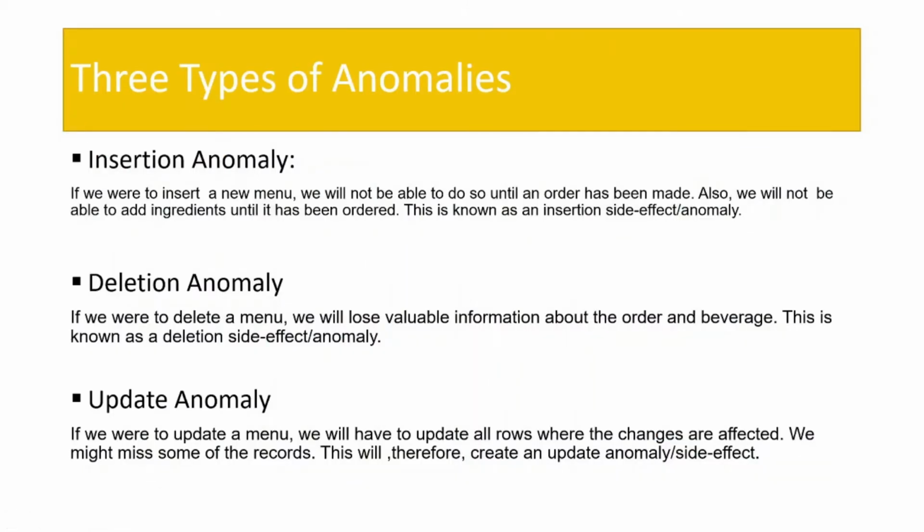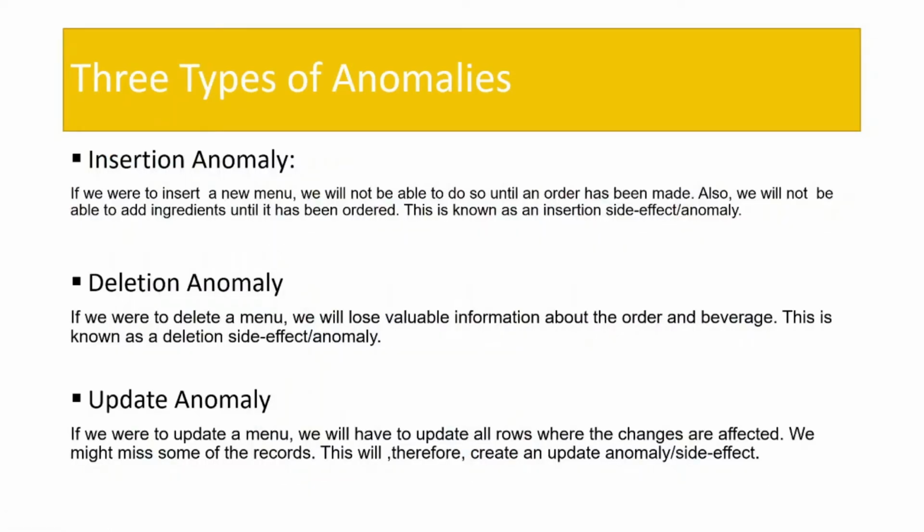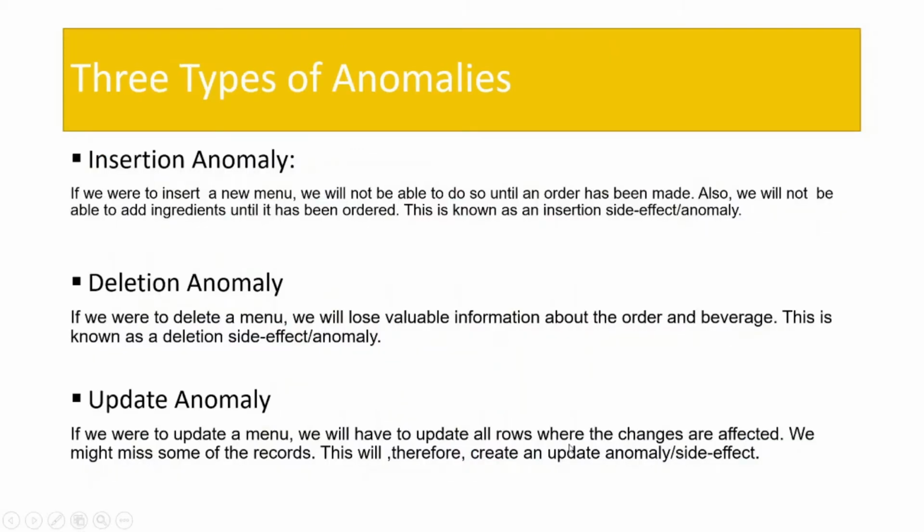Deletion anomaly. If we were to delete a menu, we will lose valuable information about the order and beverage. If I go and delete this chicken noodles, I'm going to lose all the valuable information about that order. So this is a deletion side effect. Update: since I have many rows having the same information, I might forget to update one of the records. So this becomes an update anomaly.